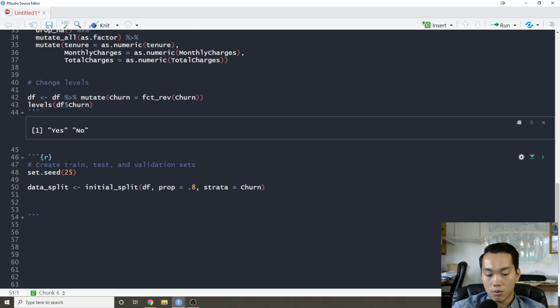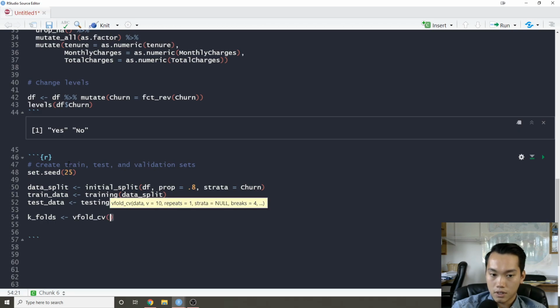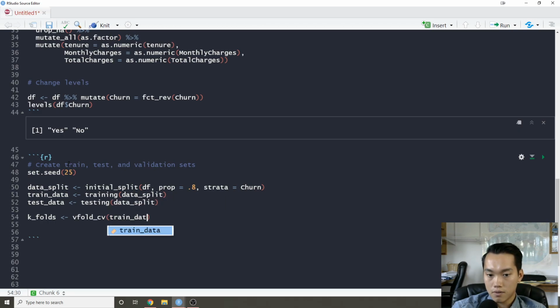Oops. And then we'll say train data, training, test data, testing data split. And then I'll say k folds, v fold, cv, give it our train data, and then we'll call that folds. So we created that. This will act as our validation set for our tuning of the model.